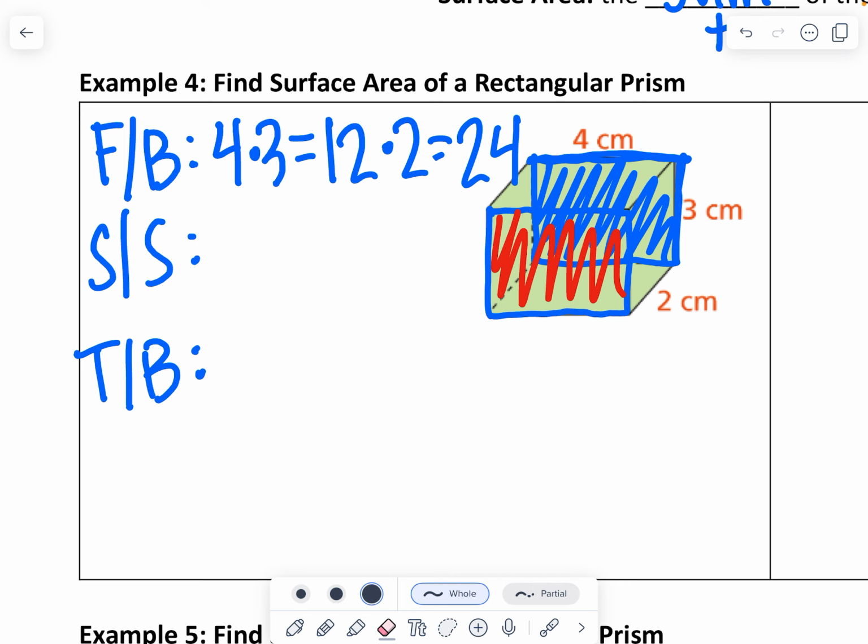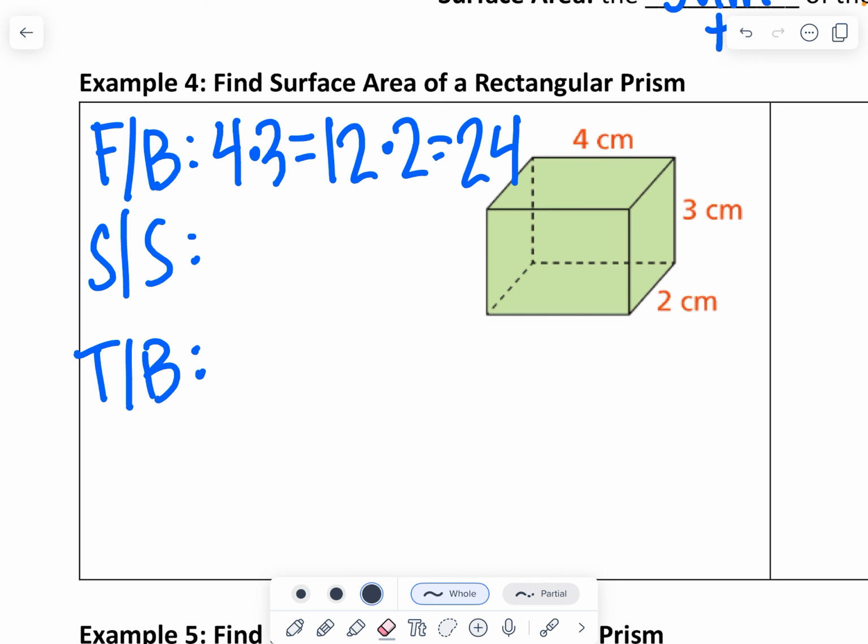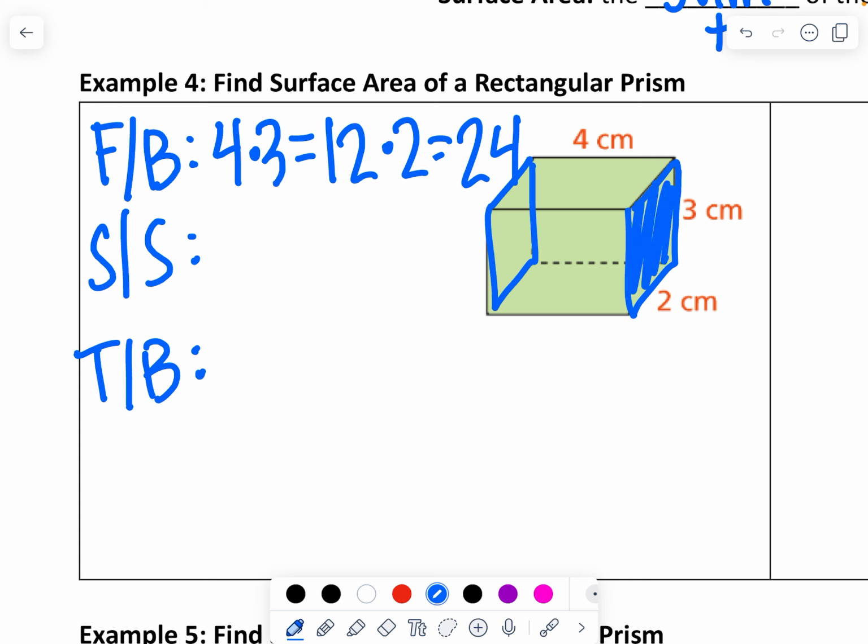And now we do the same thing for the other 4 sides, or faces. So now we have this side and this side. And to find the area of that side, it's going to be 3 times 2. So we write 3 times 2. Well, 3 times 2 is 6. Because the left side is the exact same as the right side, we got to multiply by 2. So 6 times 2 equals 12.